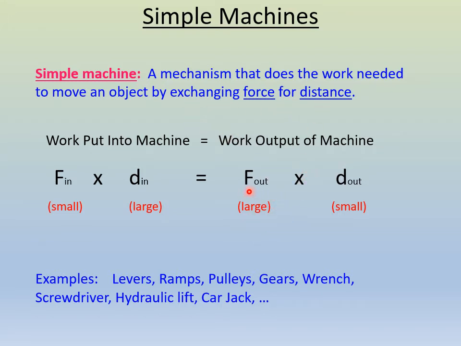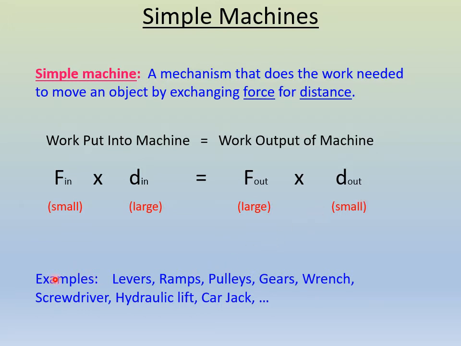So what we're going to get out is a very large force, but what we pay for is that the object is going to move only a small distance. So in this term here, the force is going to be large and the distance is going to be small. So this is an example of what is called force multiplication.